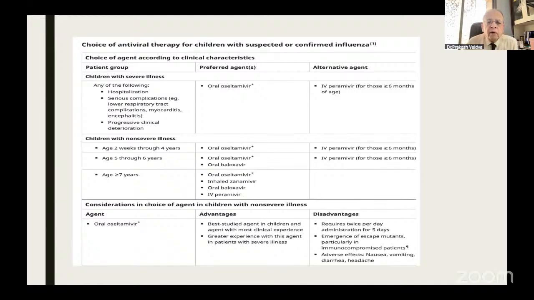Now, choice of antiviral therapy, this is a table from UpToDate. The choice of agent according to clinical characteristics. So for any of them, the preferred agent is oseltamivir always, except in the age group above 5 years where oral baloxavir is an option. And later on, above 7 years, oral baloxavir, inhaled zanamivir and IV peramivir. Now, these three are theoretical possibilities in our country, not available. So for us, at all these brackets, there is no other option but to give oseltamivir. It is the best studied agent.